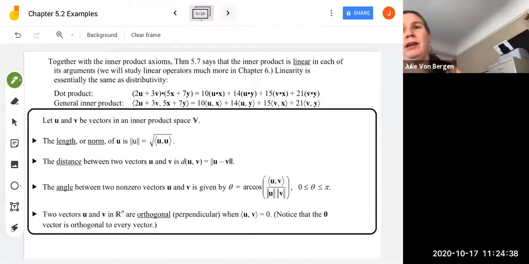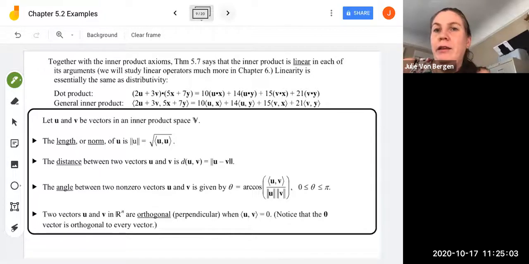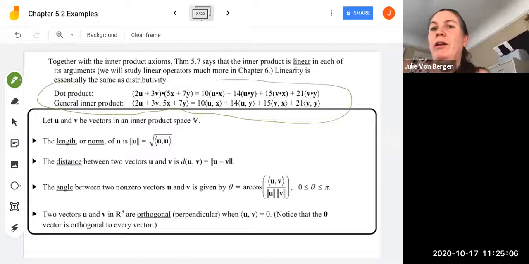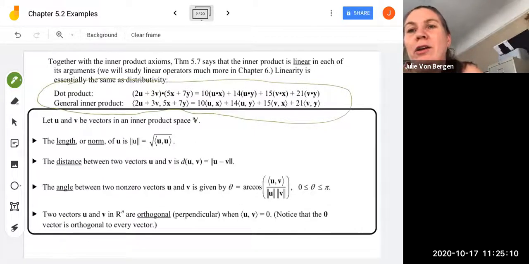Okay, so together with the inner product axioms, theorem 5.7 is saying that the inner product is linear in each of its arguments, and we're going to study linear operators much more when we get to chapter 6. So linearity is essentially the same as the distributivity, where we can distribute values through, like in the distributive property. So here we've got the dot product and the general inner product. And so you can see the linearity there when you do the dot product, that you get the values here and that we've got sums. We don't have any higher powers, like no second exponents, third exponents, anything like that in here.